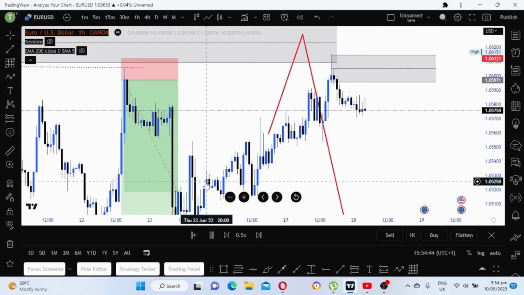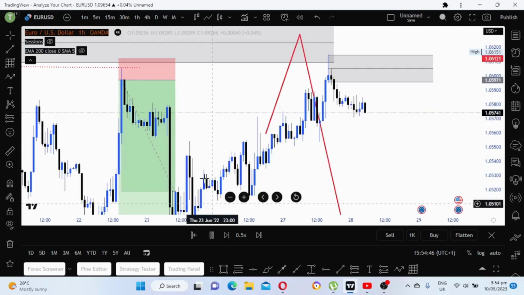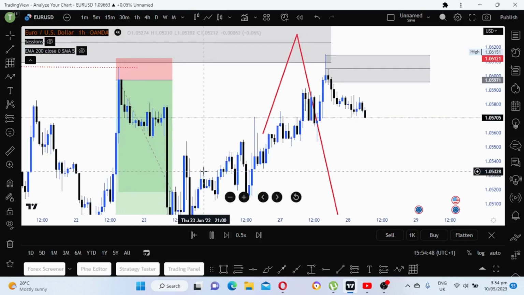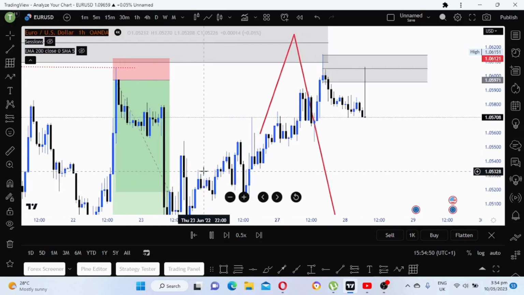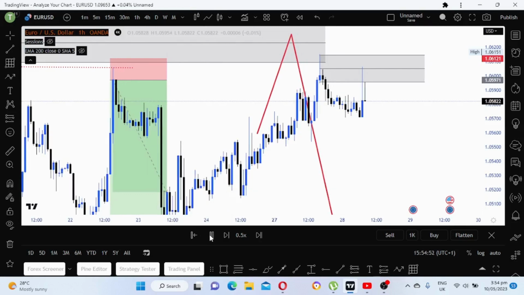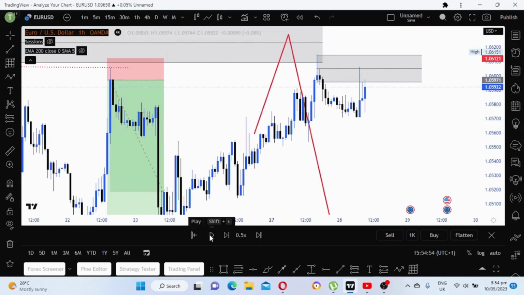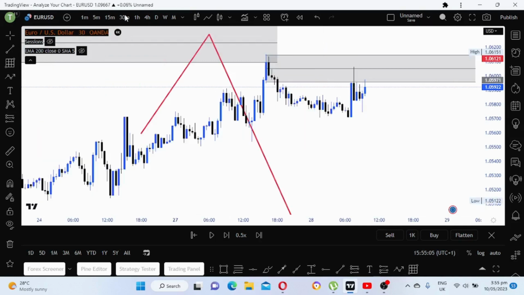So just watch what price is doing now. As you can see, price went there. What should we do after price going there? So this is a lower time frame, it's H1. So we go to the 30 minutes.